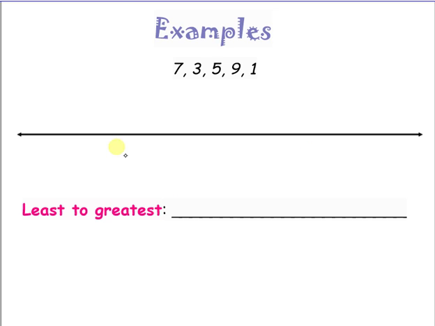Here's a blank number line. Okay, I always put 0 in the middle because that helps me see where the dividing line is between positive and negative. Now, let's put these numbers on the number line first. Okay, so I'm looking at them, and they're actually all positive numbers. So here I have 1, I have 3, 5, 7, and 9. Okay?